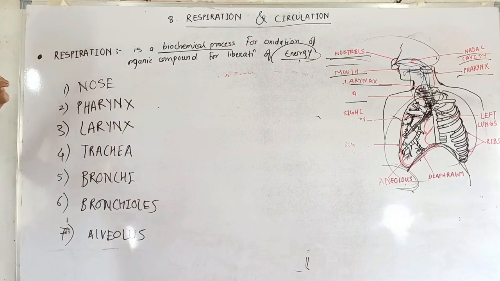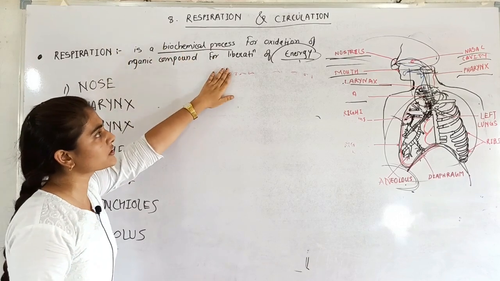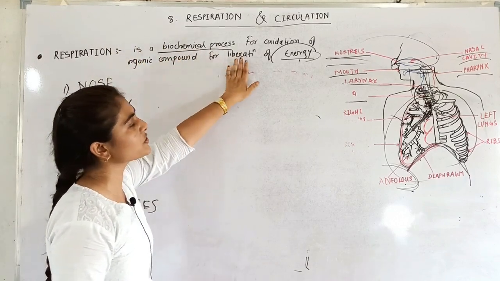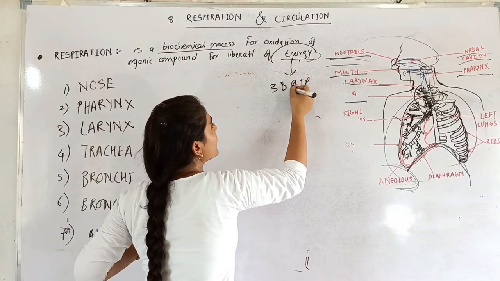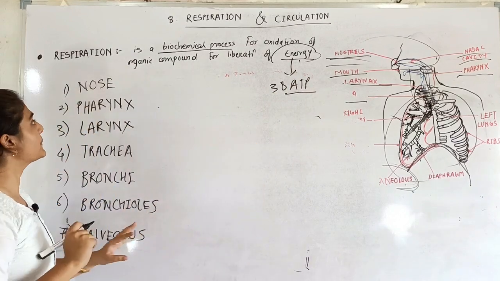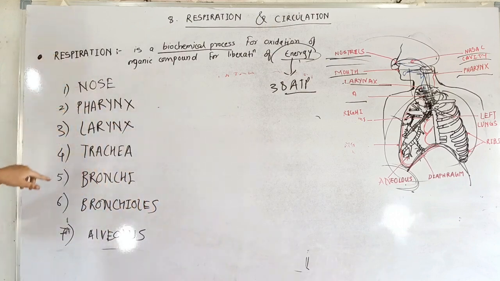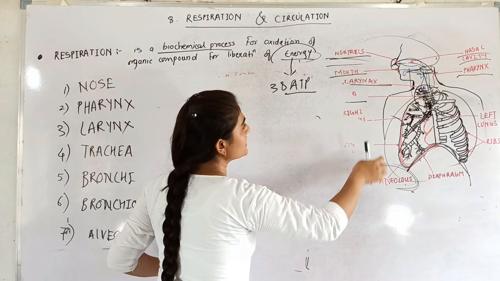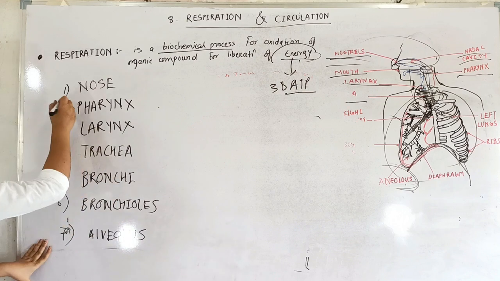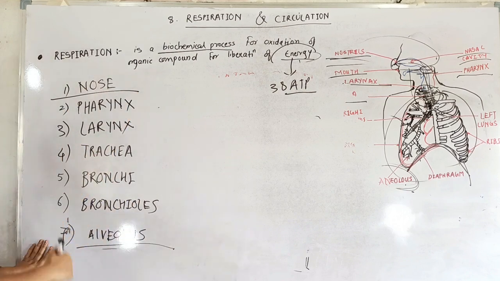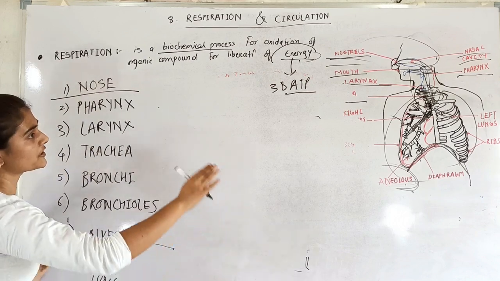Now let's discuss from the starting. We have discussed the definition of respiration, that it is a biochemical process for oxidation of organic compounds for liberation of energy. The energy is formed in 38 molecules of ATP. ATP stands for adenosine triphosphate. Then we have discussed respiration in plants, respiration in animals, and respiration in humans. These are the parts included in human respiration, starting from the nose to the alveoli. Then next to the alveoli, the structure of the lungs started, which is the major portion of the respiratory system.